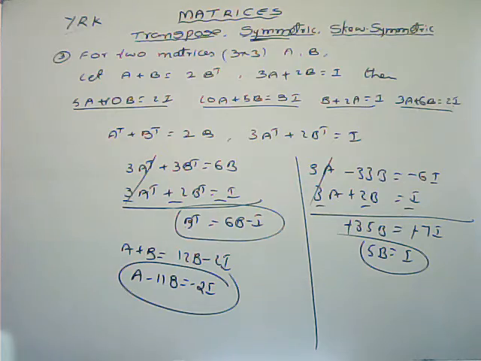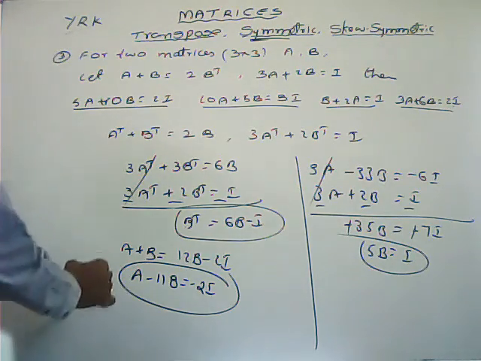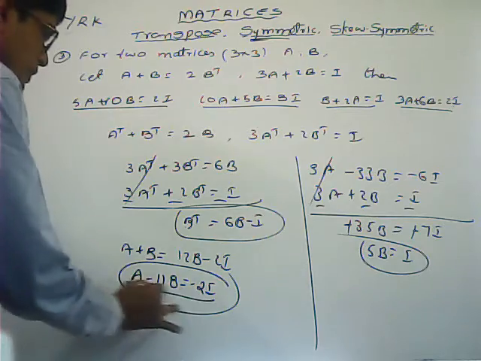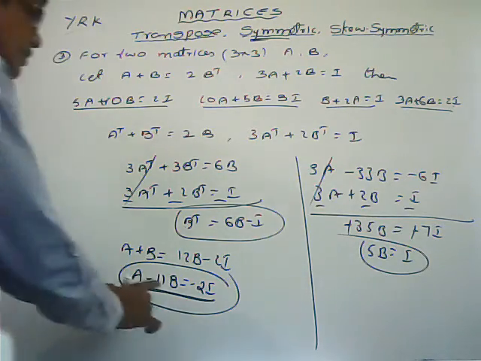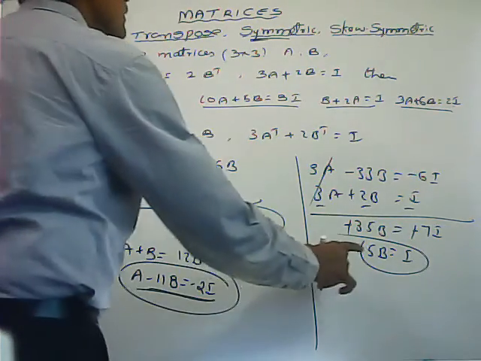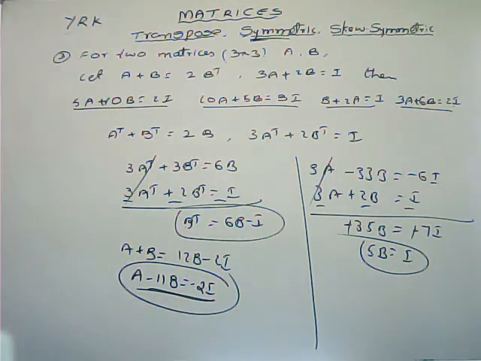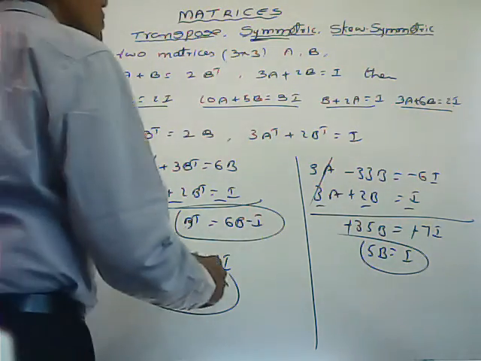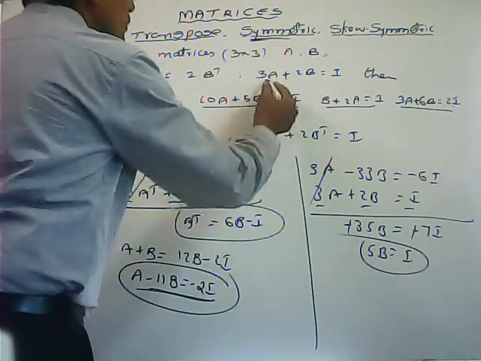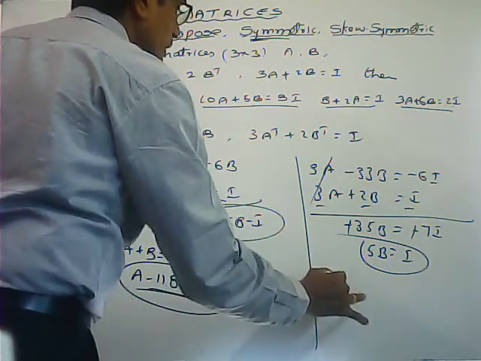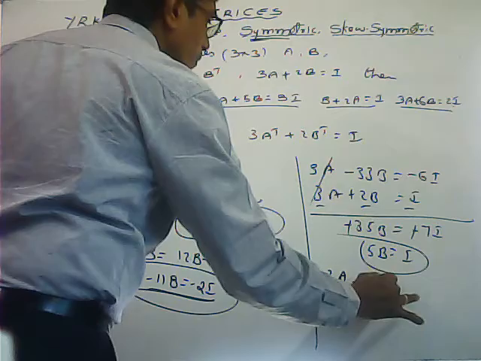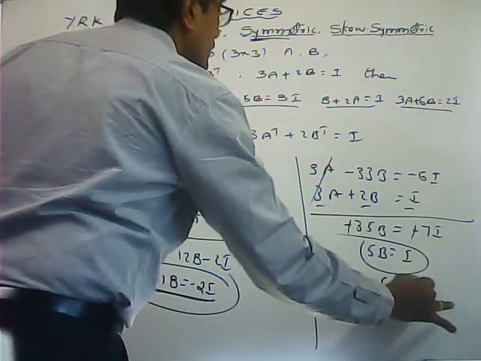5B is equal to I. Now here A minus 11B is equal to minus 2I. Here what I am doing, otherwise this one you can substitute in any one of the two relations. We can get A values. 5B is equal to I. Otherwise here only 3A plus 2 into whatever B value, 1 by 5 into I, that is equal to I.